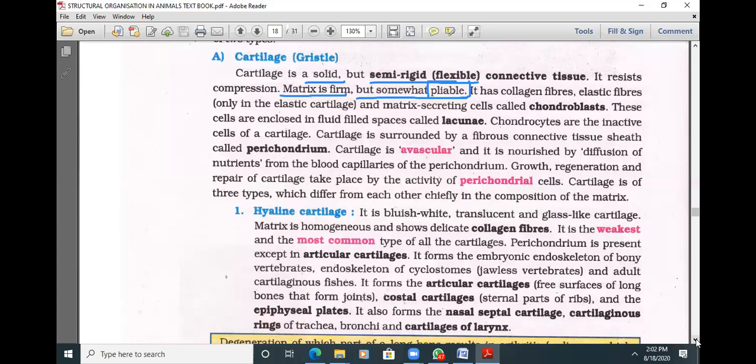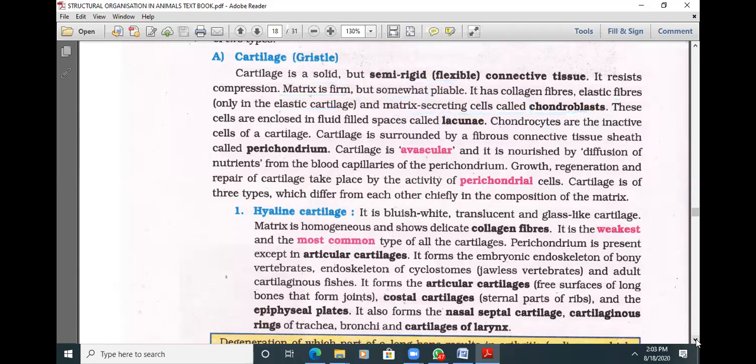Based on the type of cartilage, the things will change. It has collagen fibers in some. In case of elastic cartilage, it has elastic fibers. And matrix secreting cells called chondroblast cells. Just keep the diagram in mind, and you can understand every sentence. These cells are enclosed in fluid-filled spaces called lacunae. The chondrocytes are said to be the inactive cells of the cartilage.